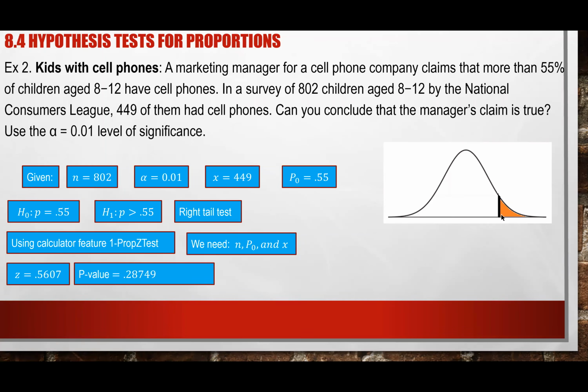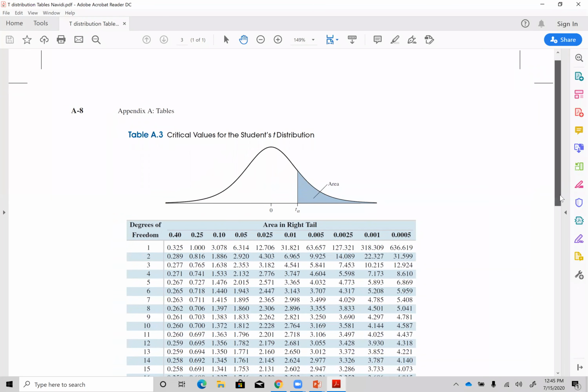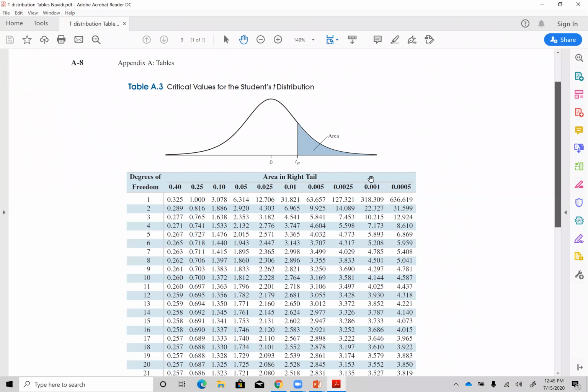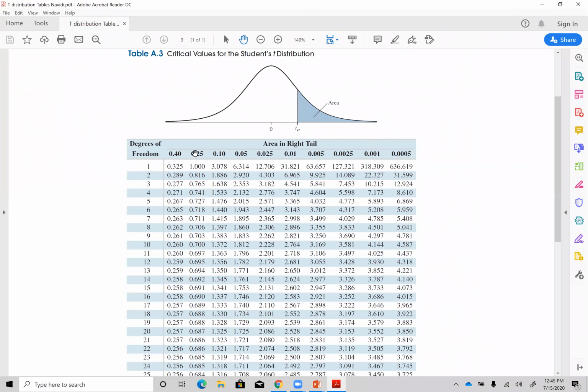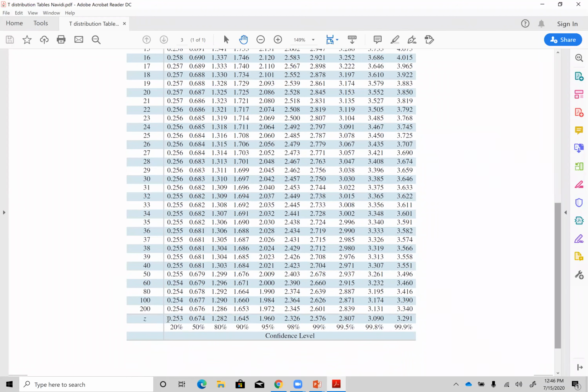And reminder, for the z critical value you go to your z table, or not the z table, you go to the table 8.3. Reminder that in this table we have the alpha on top, which is this decimal up here. If we're using the t critical value, we need the degrees of freedom. And if we're using the z, it's down here. This is my z critical value.